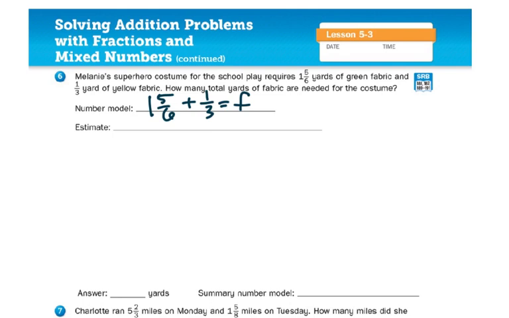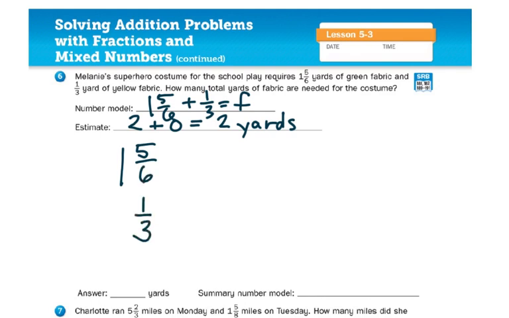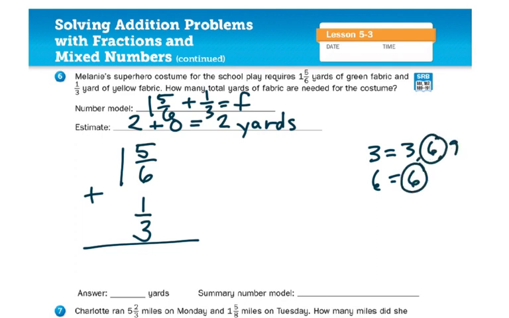Well, 1 5/6 is pretty close to 2, and 1/3, I'm just going to say 0. So she's going to need about 2 yards of fabric in all, or total. Now let's rewrite these fractions so that it's easier to find a common denominator. Here I'm going to use multiples. 3, 6, 9. The first number they have in common is 6.